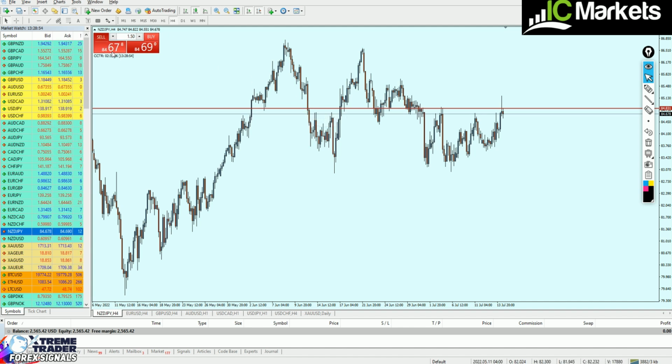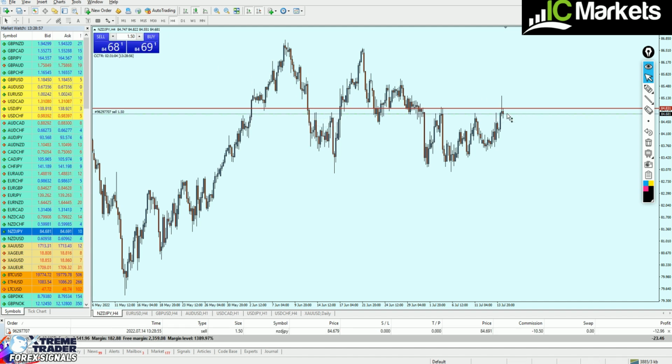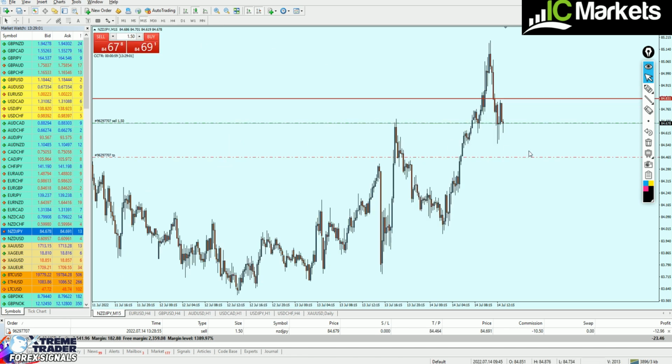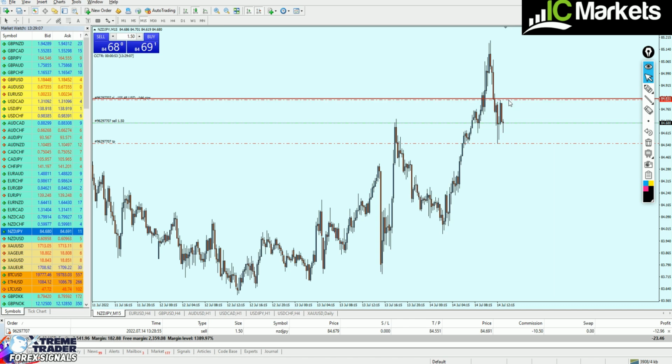Anyway, I need to start shorting the NZDJPY right away. And the take profit level is going to be placed right here. Let me just go back to the 50-minute time frame and place it exactly right here. And of course the stop loss is going to be placed just right there.